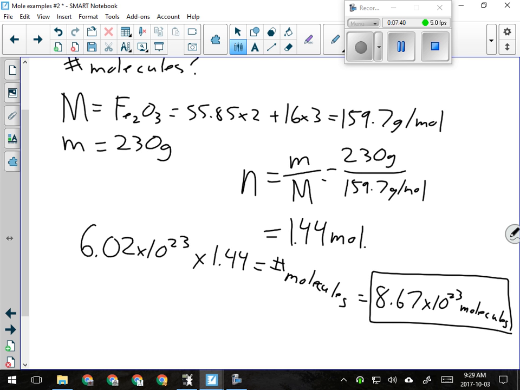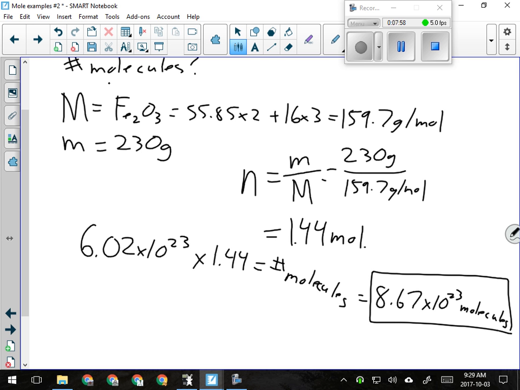Whenever you use Avogadro's number, you're only going to do one of two things with it. You're either going to multiply by it or divide by it, and nothing else. It's never going to be part of the mole equation, so never substitute it into there. It's always going to be a separate step.